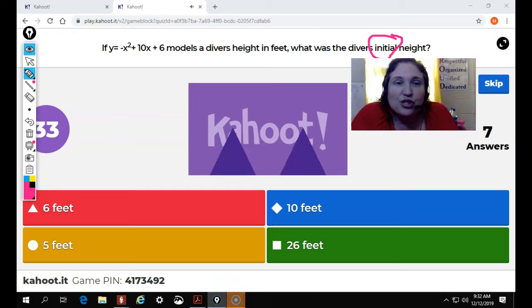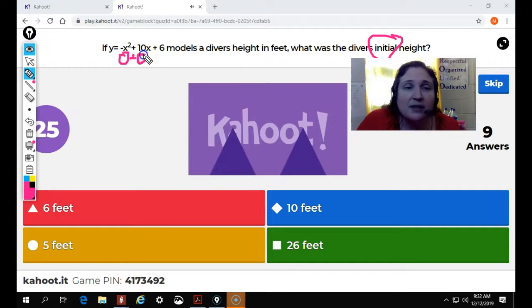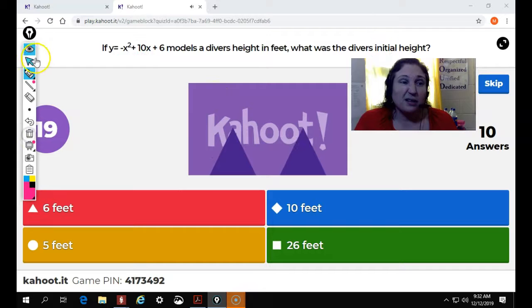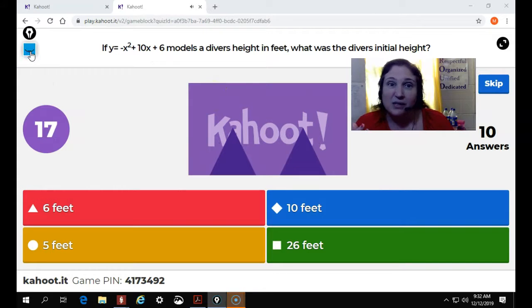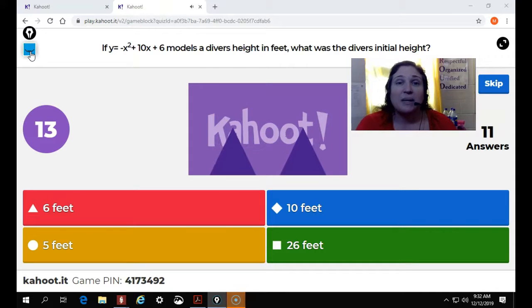No time has passed because you're just starting. So if it says what's the initial height, well, if we put 0 in for x here, we get 0. If we put 0 in for x here, we get 0. So then we just have 6. So what's 0 plus 0 plus 6? That's literally all you're doing. 0 plus 0 plus 6. That's going to be your initial height, because it's what happens when it first starts. And your time would be 0.